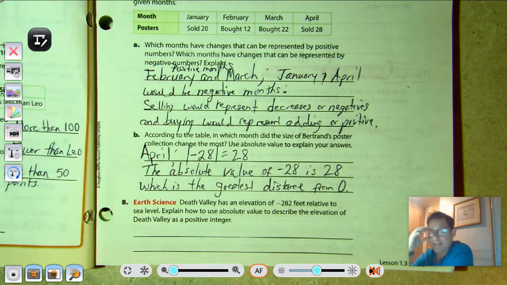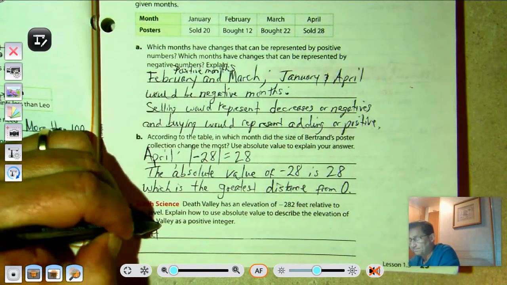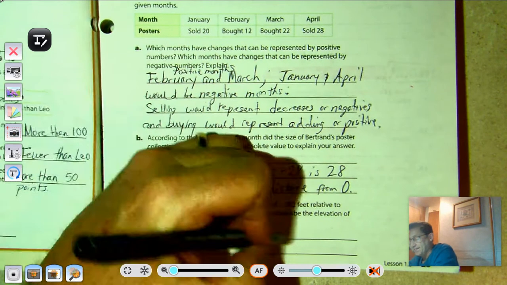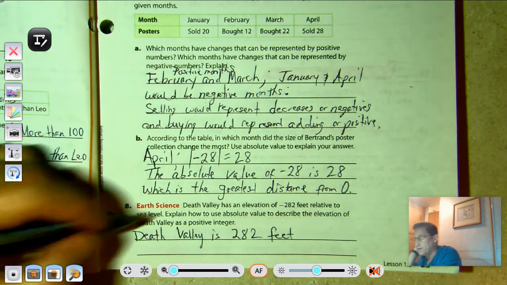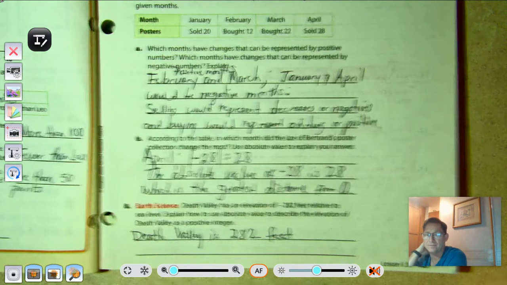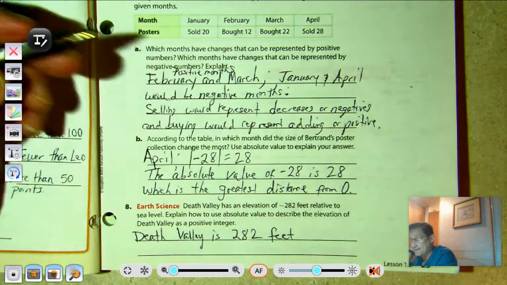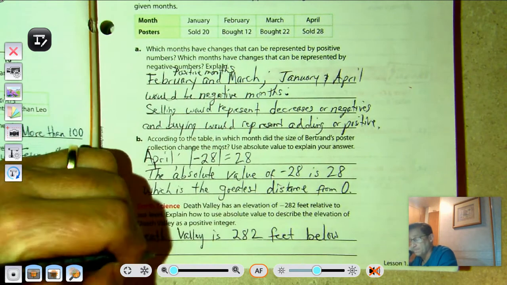Right, number 8. Death Valley has an elevation of negative 282 feet relative to sea level. Explain how to use absolute value to describe the elevation of Death Valley as a positive integer. All right, so Death Valley is 282 feet, right? The absolute value of negative 282 is 282. 282 feet above or below sea level? Below, because the number is negative. So we can write an equivalent statement by saying Death Valley is 282 feet below sea level.